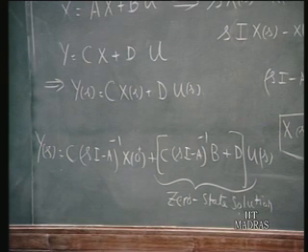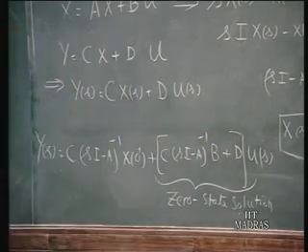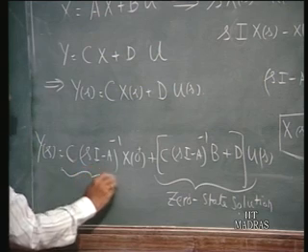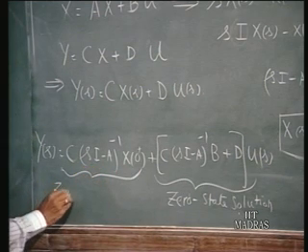Suppose the input is 0. You have given some initial conditions to the system and let the system go on its own. Then the input is 0. Therefore, this whole thing becomes 0 and you have only this. So this is called the 0 input solution.